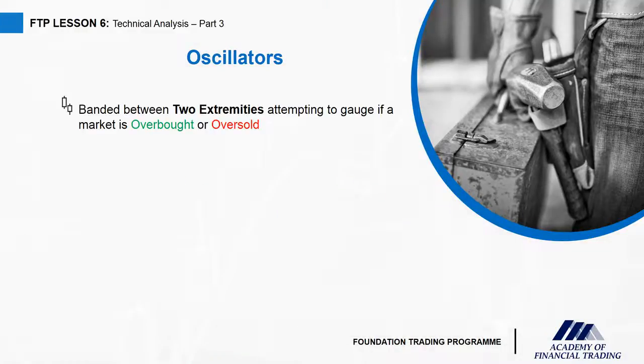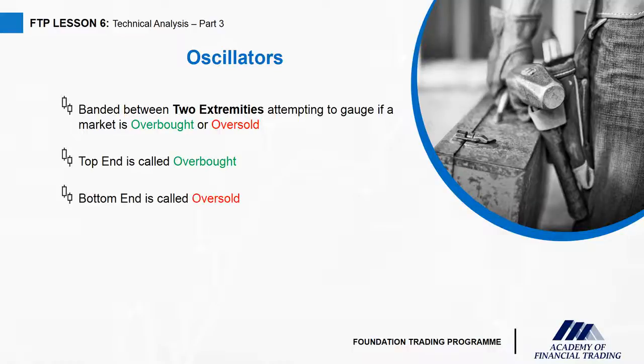All right, so they are banded between two extremities, attempting to gauge if a market is overbought or oversold. So top end is overbought. So, when you think of buying, you're thinking of going up, you're thinking of going long. So overbought is going up. And obviously the opposite, oversold, is going down. People believe that if a market goes into an overbought or oversold area, it has to reverse. Now, do you think that is definitely true? Okay, of course it's not true.